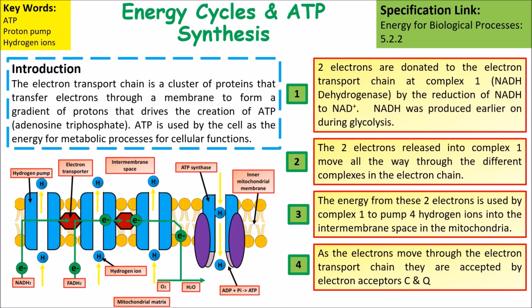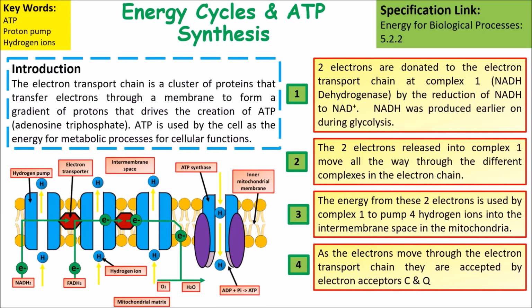The 2 electrons released into complex 1 move all the way through the different complexes in the electron transport chain. The energy from these 2 electrons is used by complex 1 to pump 4 hydrogen ions into the inner membrane space in the mitochondria.